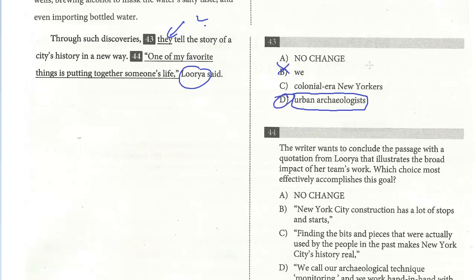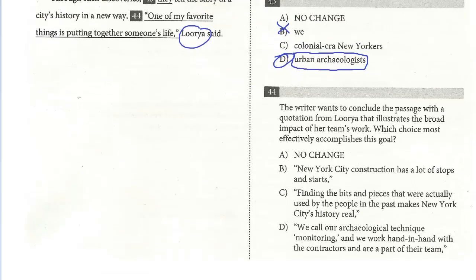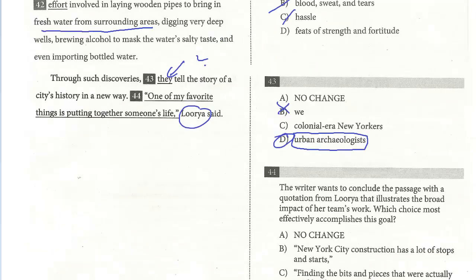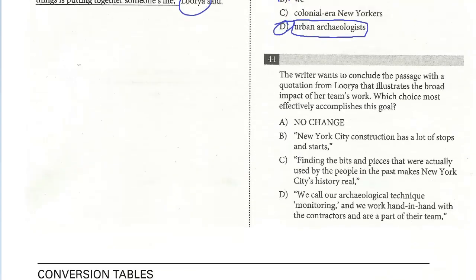One of my favorite things is putting together someone's life, Laura said. And so here, 44 states, the writer wants to conclude the passage with a quotation from Laura that illustrates the broad impact of her team's work. Which choice most effectively accomplishes this goal? So think about it. She's this urban archaeologist who's digging up the city to find and preserve the history and the artifacts. One of my favorite things is putting together someone's life. Again, that's much too specific. Think about the broader context, what these urban archaeologists do.